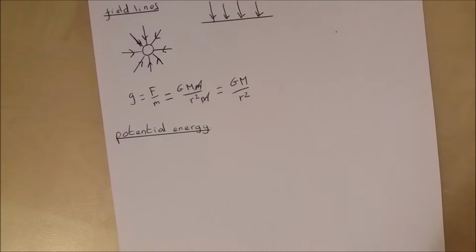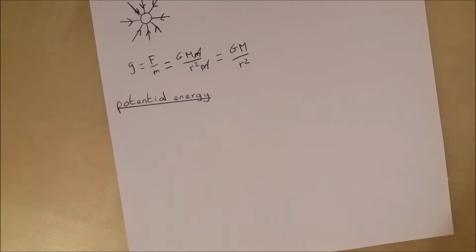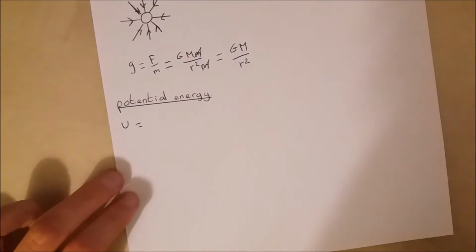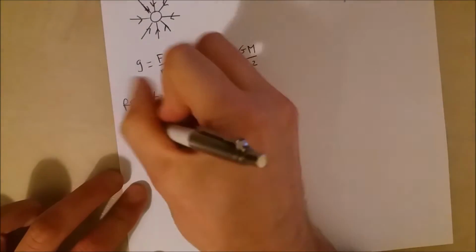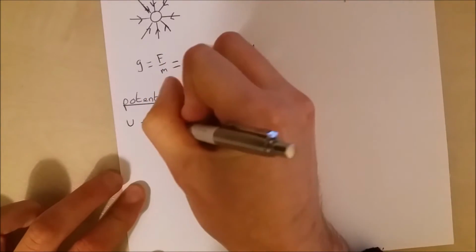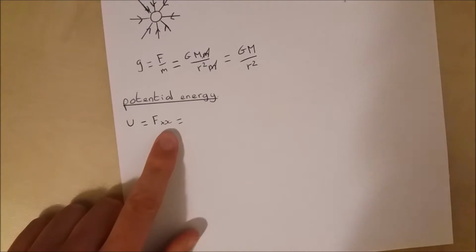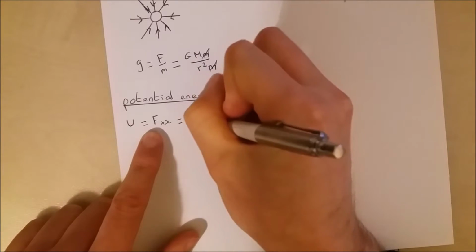Potential energy is defined as the energy possessed by an object due to its position in the field. So if we work out the potential energy for an object, a height h above the Earth's surface, use U as the symbol for potential energy, and it's also the same as work done, so it's the same as force times displacement, so F times x, but the displacement here is the height above Earth, so use h, so U equals F times h.